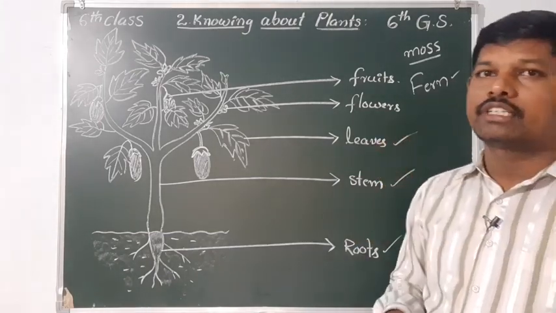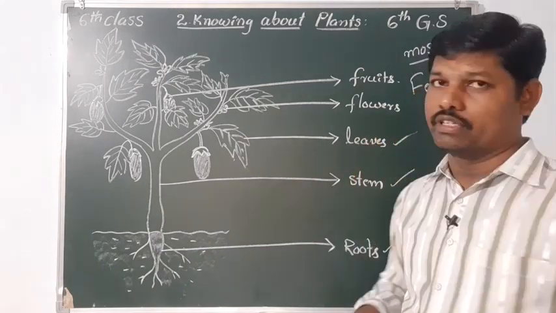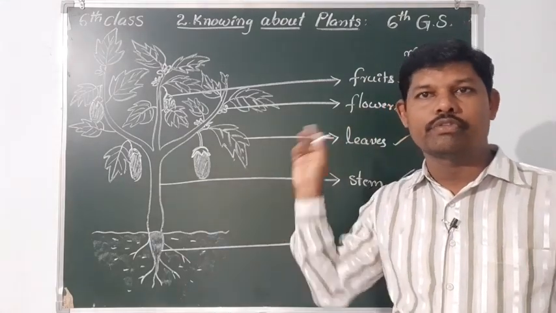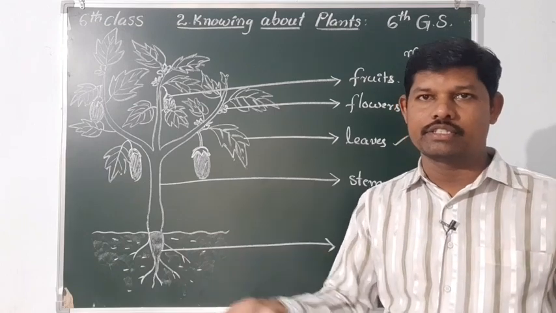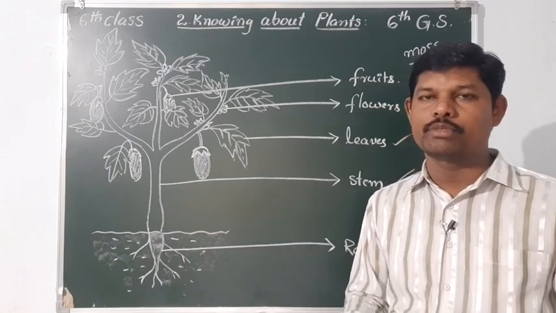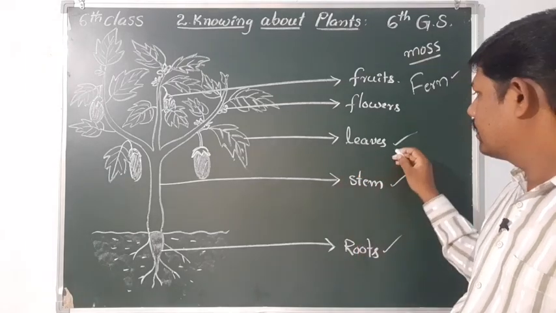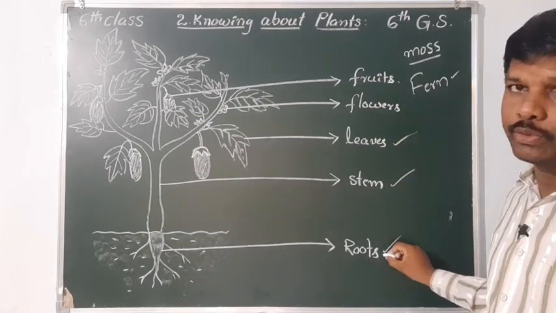Flowers: some plants bear flowers, some plants do not. For example, the fern plant has no flowers. Fruits are also not common for all the plants. Some plants bear fruits and some do not. The three common parts in all plants are leaves, stem and roots.